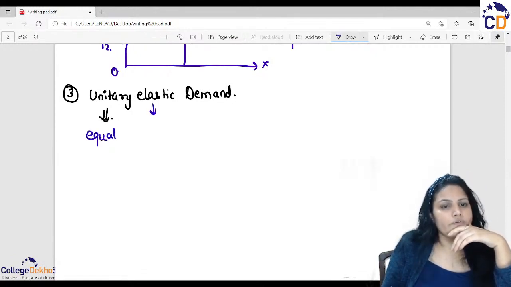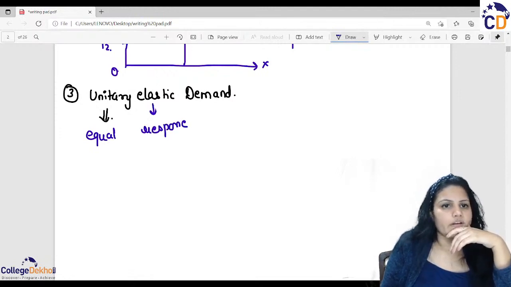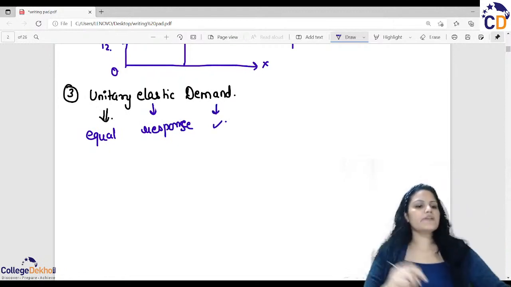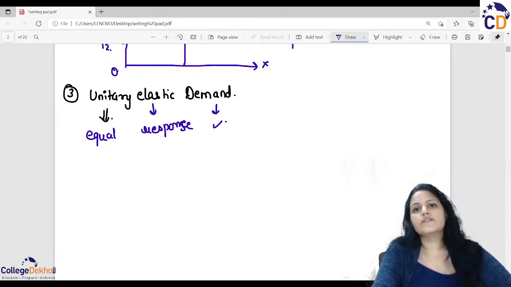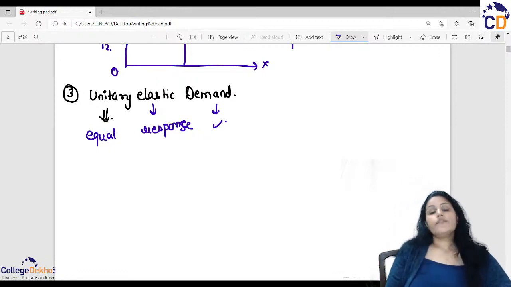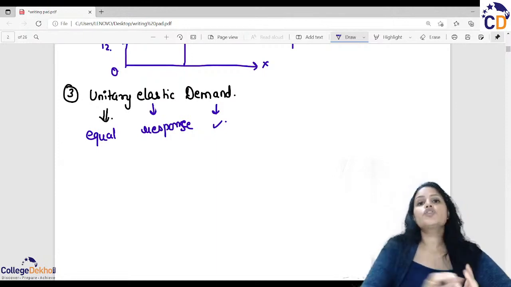Equal response, where in demand. That means if there is a 10% change in a price, the same effect will go into the demand also. If there is a 10% price increase, then demand also decreases by 10%. Whatever change occurs between the price and the demand, that difference should be equal in nature.